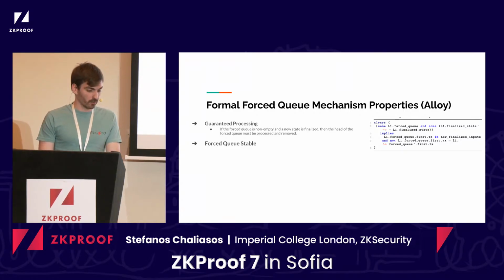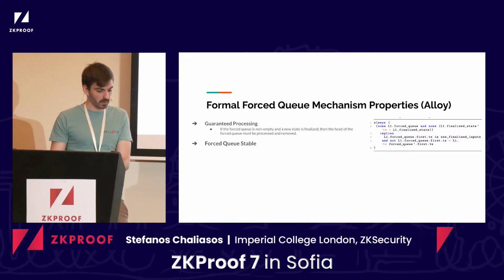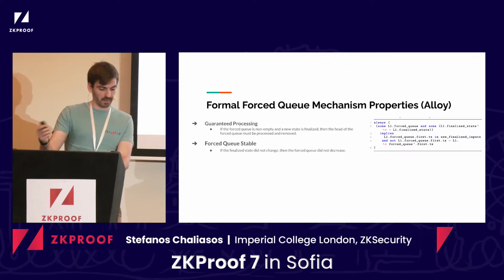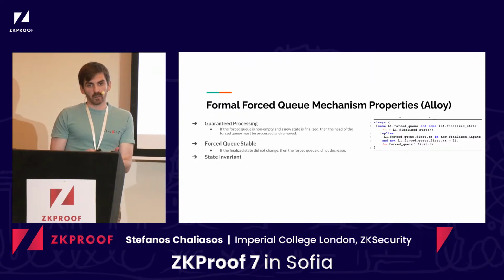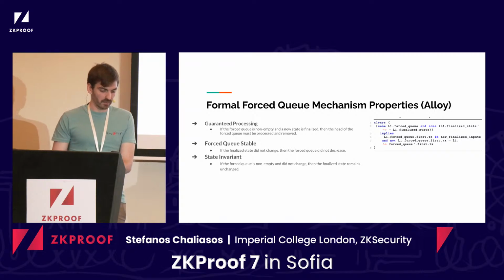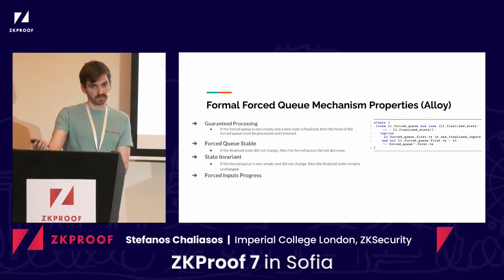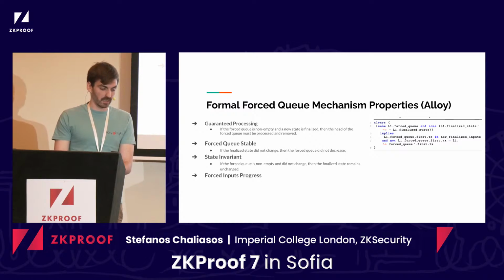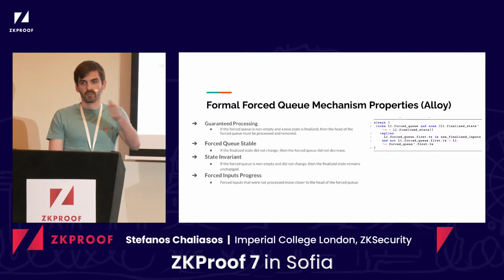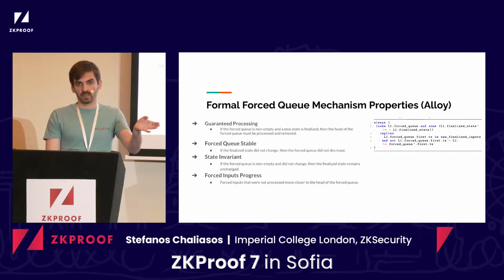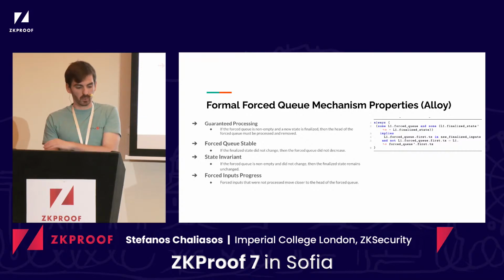The first one is that the first queue should be stable, which basically means if the finalized state did not change, then the first queue did not decrease. Another one, it's kind of a symmetric property, state invariant, which means that if the first queue is not empty and did not change, then the finalized state remains unchanged. And then we have that first inputs must progress, which basically means that when the first queue progresses, all inputs in the queue should progress.